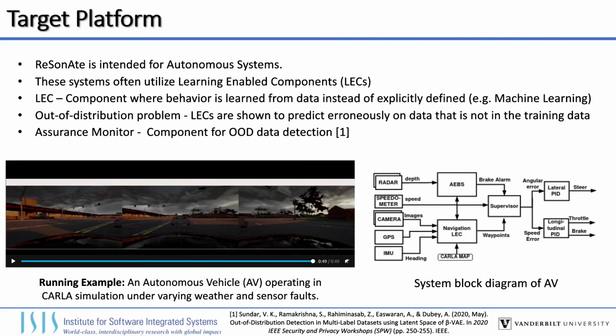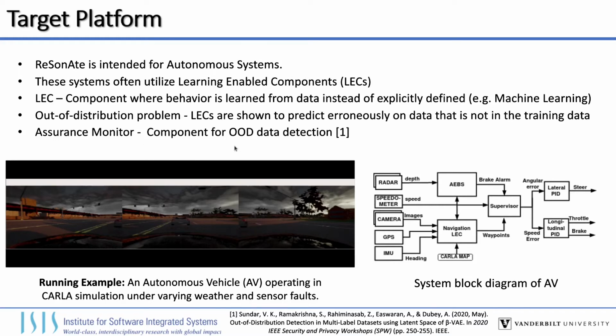And these types of components are prone to the out-of-distribution problem. This is a situation where the LECs predict poorly on data that they were not trained on. So if the data is outside of the training data realm, then the LEC will perform poorly. Now, normally this is hard to detect. It's hard to know when the data you're giving the LEC is out of distribution.